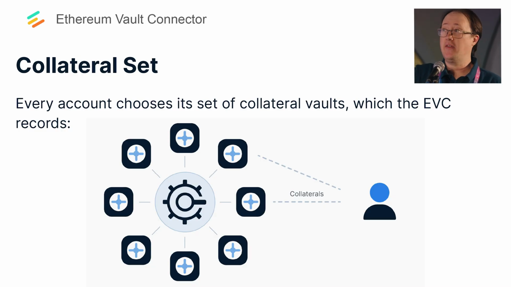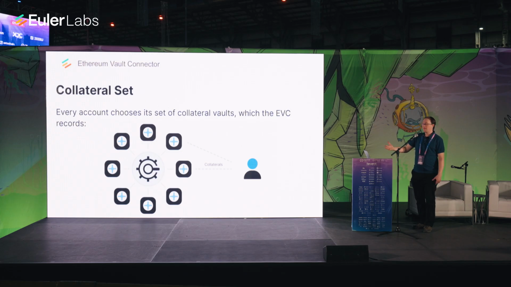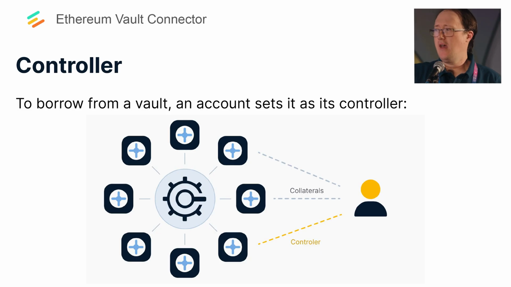Let's go through the mechanics of how the EVC works. So inside the EVC, it maintains this thing called the collateral set. And that's basically just a list of vaults that a user has entered as collateral, has chosen to post as collateral. So users themselves manage this. They deposit into some vaults and they pick which vaults they want to use for their account as collateral in the EVC. And then next, when they actually want to perform a borrow, they will select a vault and set it as the controller for the account.